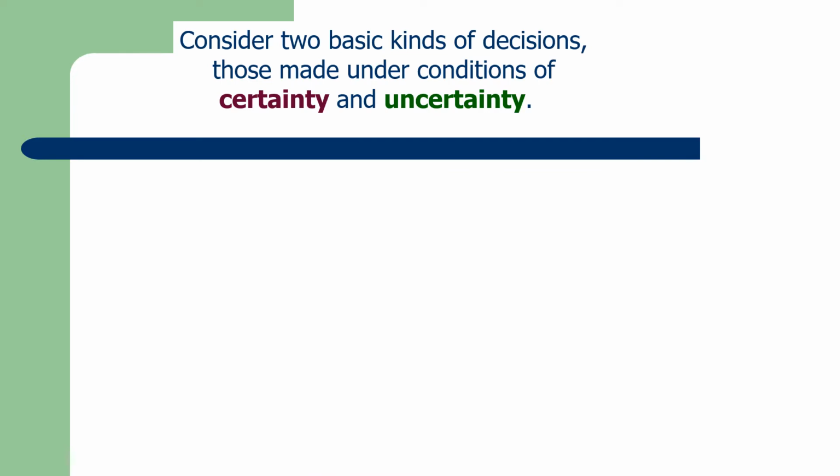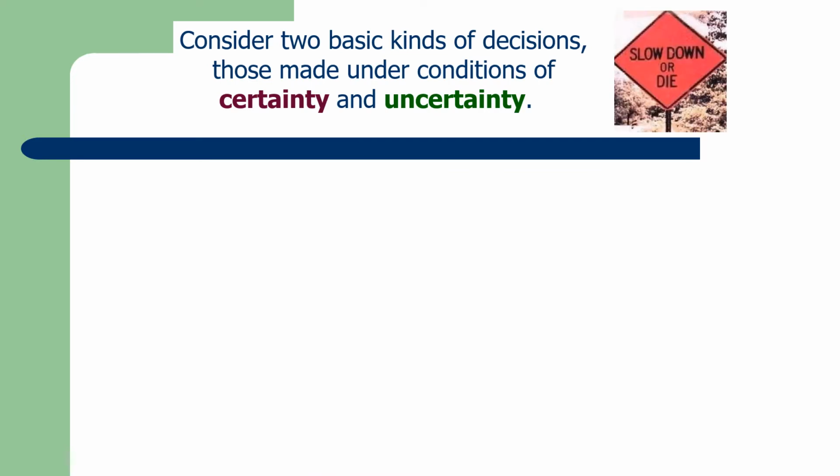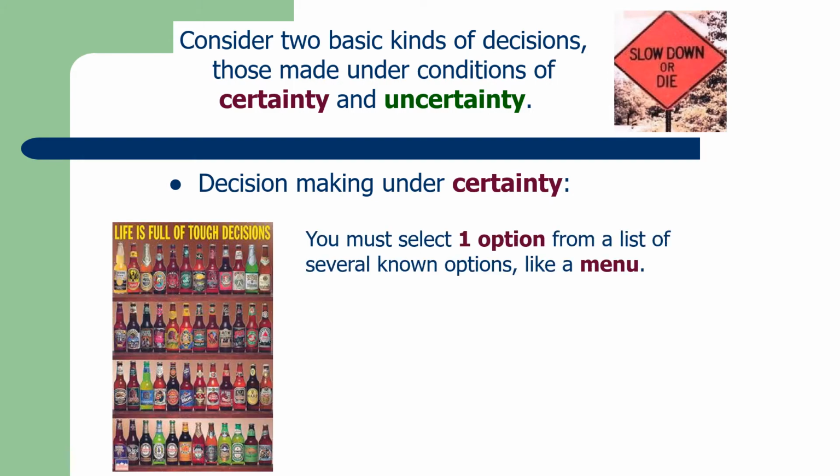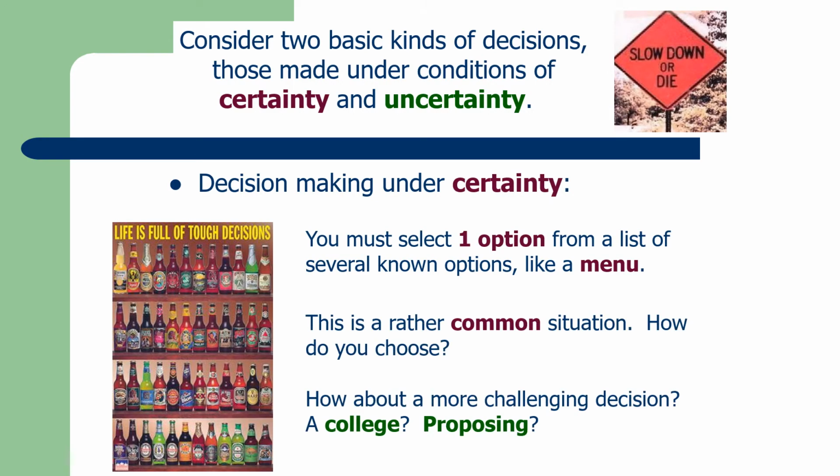So there are two kinds of decisions, as I just mentioned, certainty and uncertainty. So decision making under certainty is when you are making a choice from items on a menu and you're fairly certain that the items are available. That's making the decision. You get the option. However, a lot of decision making is more unknown. So you could make a decision about which college to go to or whether or not to propose, and you don't really know what the outcome is going to be.